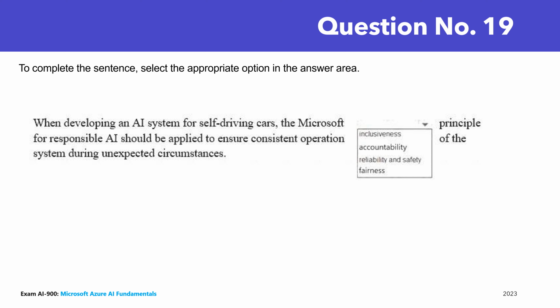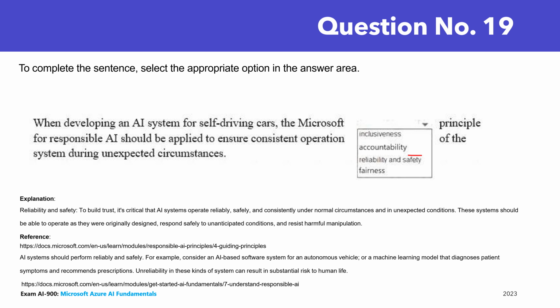To complete the sentence, select the appropriate option in the answer area. Correct answer: when developing an AI system for self-driving cars, the Microsoft Reliability and Safety Principle for responsible AI should be applied to ensure consistent operation of the system during unexpected circumstances.